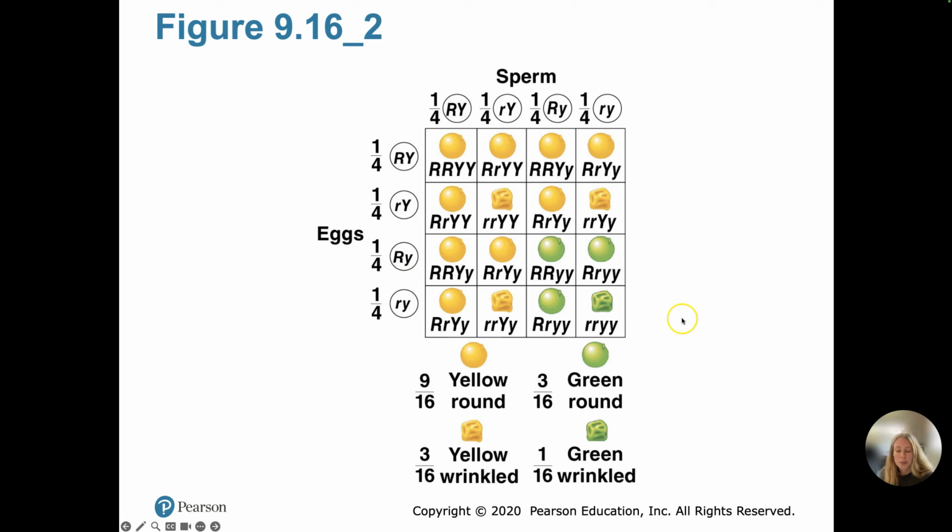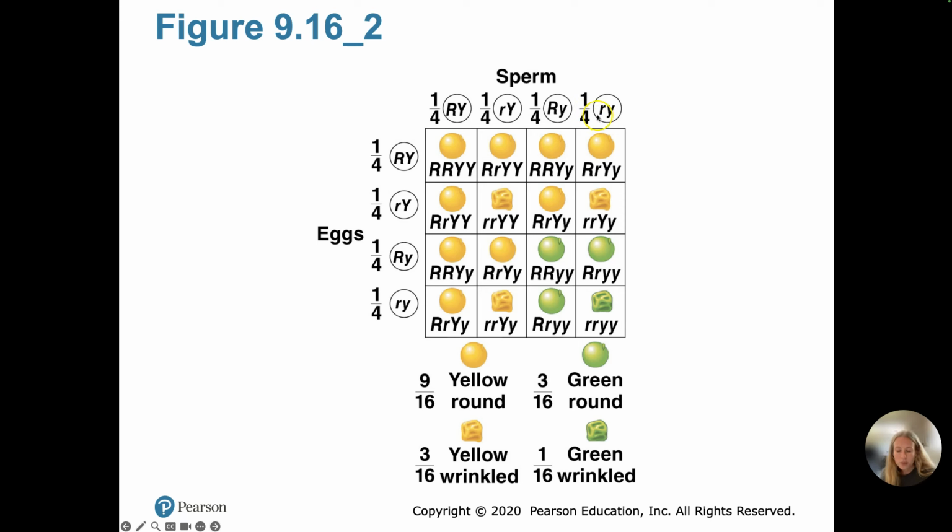We've briefly looked at this Punnett square before when we were talking about independent assortment and when we were talking about dihybrid crosses, because this is a dihybrid cross. And notice the eggs and the sperm, they are both from that F1 generation, so they both have the exact same genotypes. So the proportions or the percentages are the same.